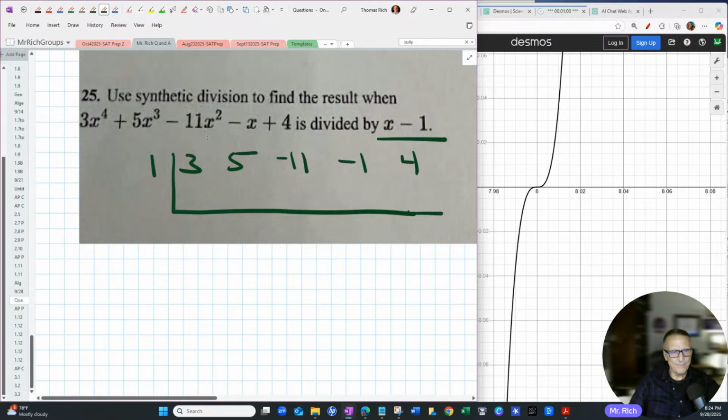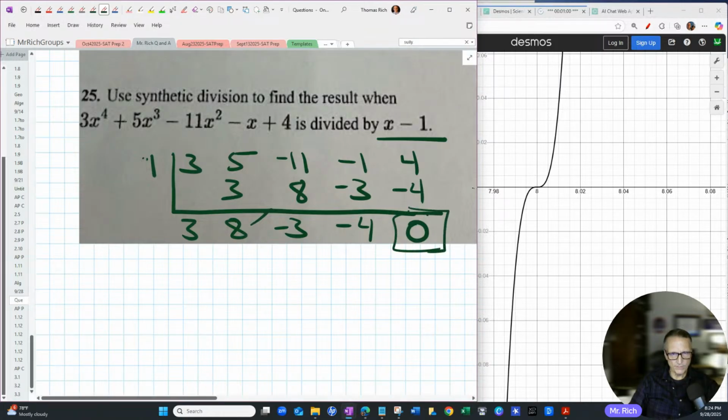Okay, so we'll do the same thing that we did. We're going to bring the 3 straight down. 1 times 3 gives me 3. Add on the column there, 5 plus 3 is 8. Now multiply 1 times 8, and then put the result up here. Add gives me negative 3. Multiply gives me negative 3. Add negative 4. 1 times negative 4 is negative 4. And again, it turns out that we have a remainder of 0. So that tells us that x minus 1 is a factor of that polynomial.